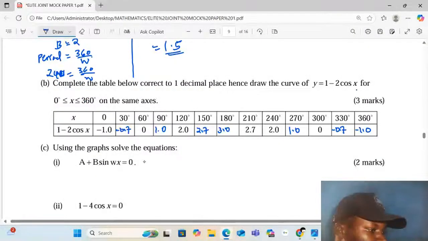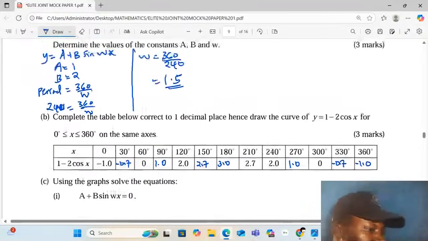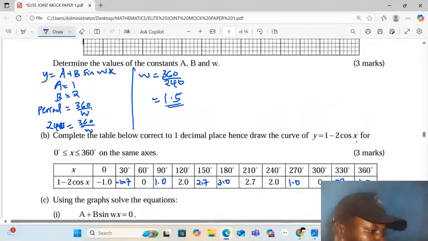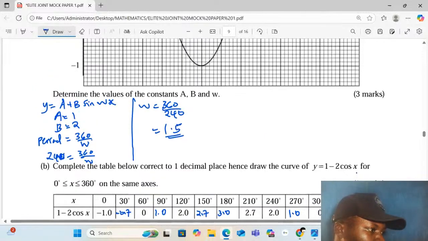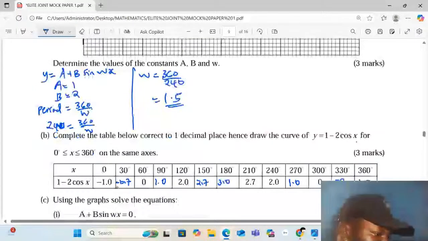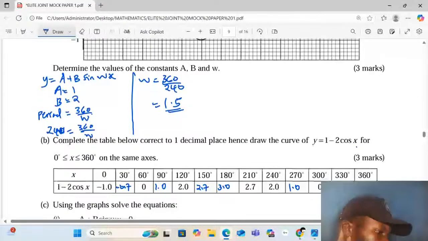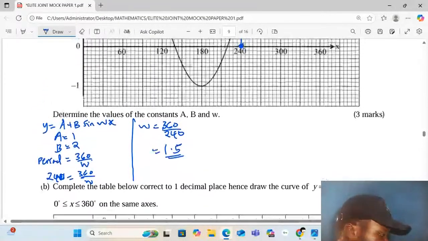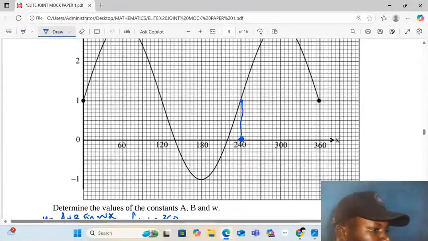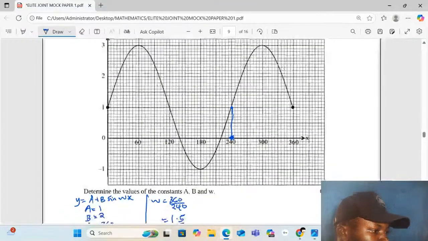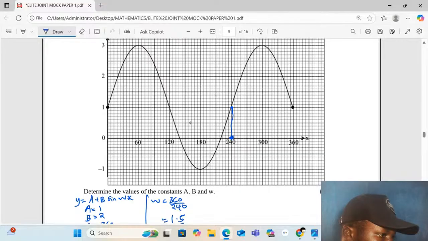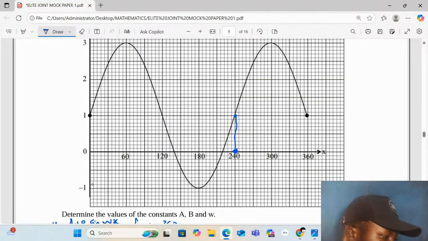Using the graph, solve the equations. Now we need to draw this graph. After filling in, we need to draw. So on the same axis, we draw this other curve for y = 1 minus 2 cos x. Where there is 0, you start with negative 1.0. So this is the graph. You can reduce it this way. So we have negative 1.0 here.